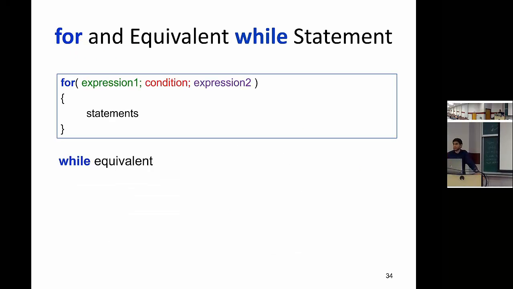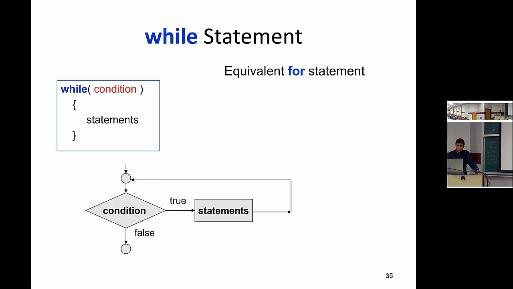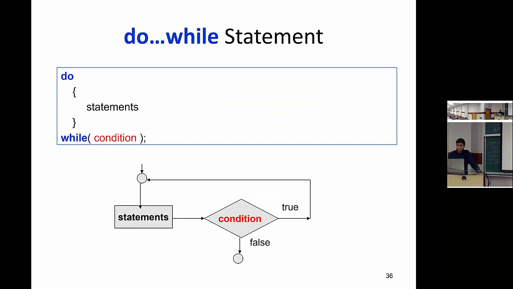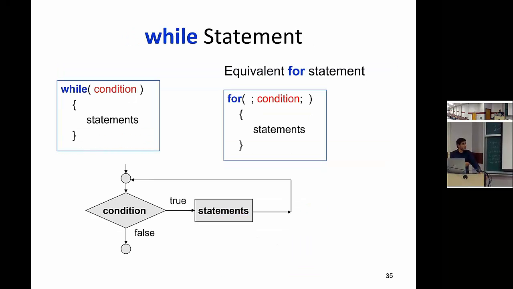Any other question? Okay, so we said this is a valid for loop in C. Basically, I don't have any expression here, and I don't have any expression here.